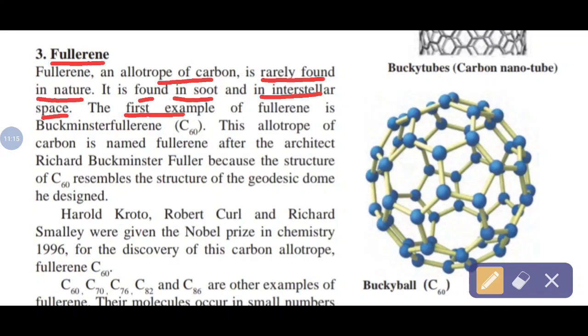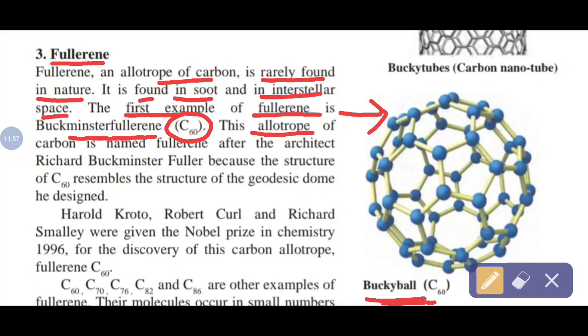The first example of fullerene is Buckminster fullerene. The formula is given here, C60. Check here, like a bulky ball is shown here. Buckminster fullerene, C60 means 60 carbon atoms present in the form of a bulky ball. Check here, like this bulky ball structure of the C60 fullerene. The name of that C60 is Buckminster fullerene.